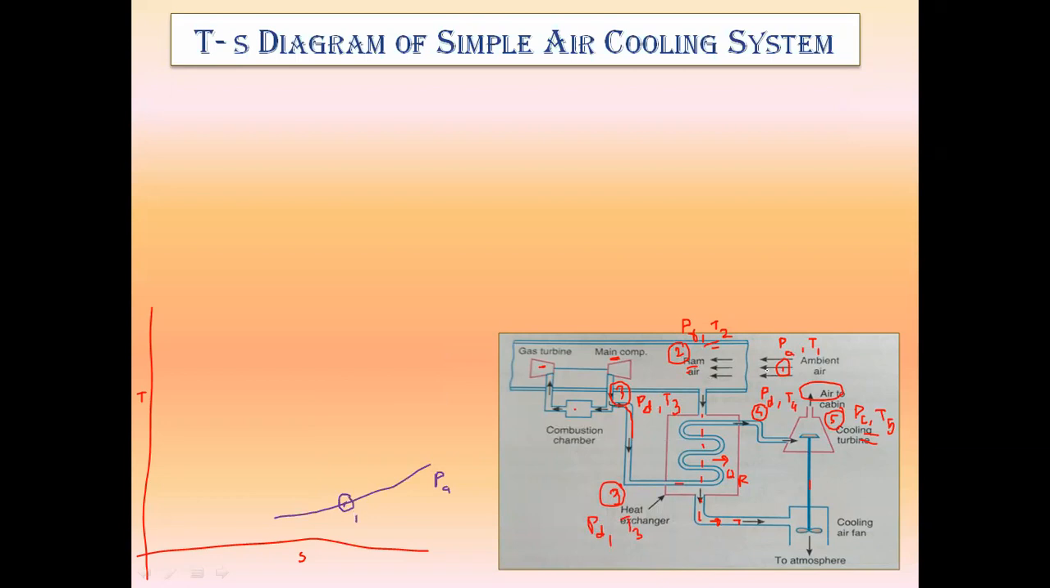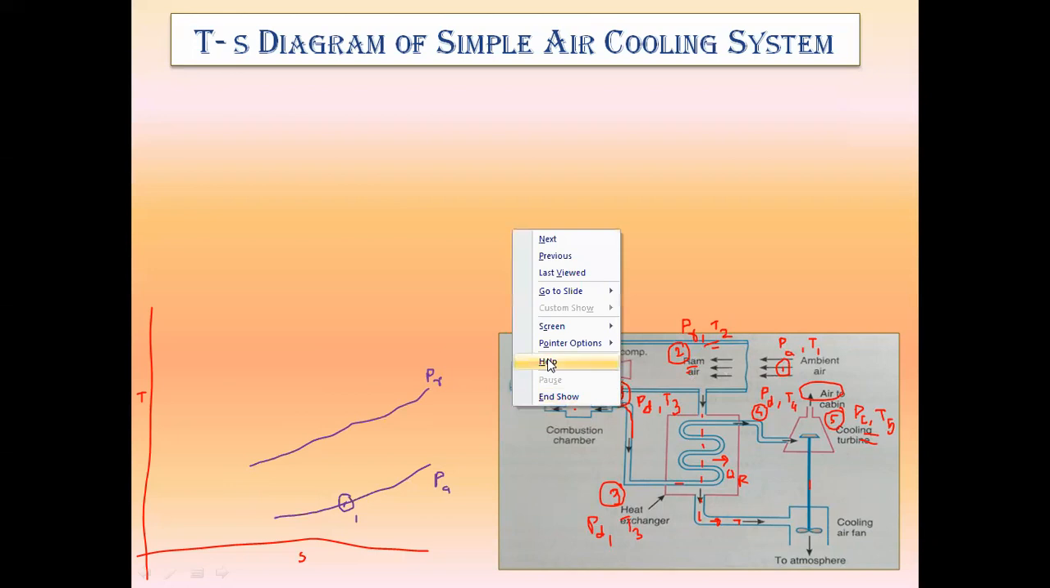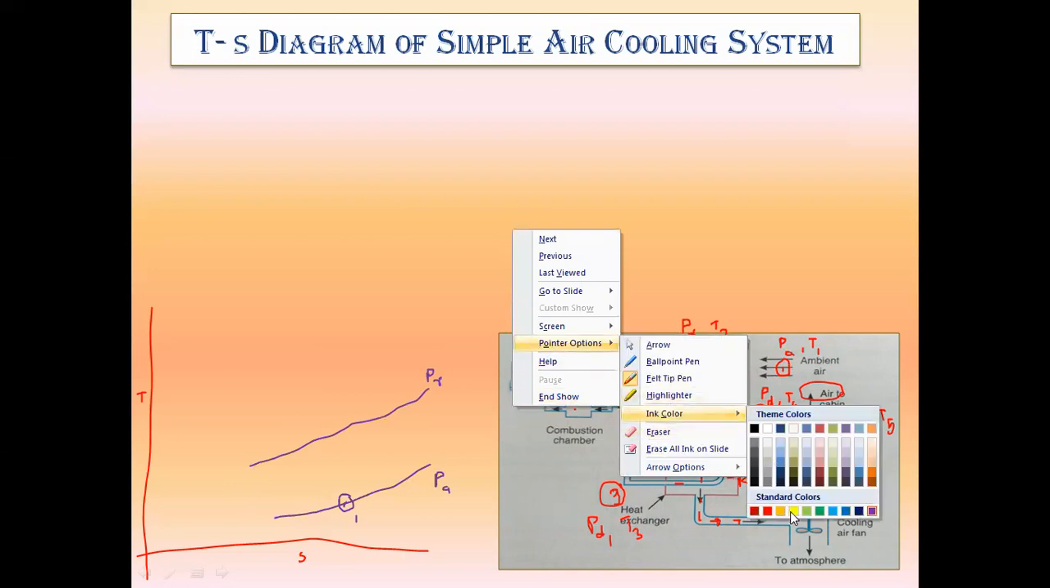Now the 1 to 2 process is called the ramming process. At point number 2, we'll have the pressure as the ram pressure. This is the ambient pressure, and because of the ramming effect, the ramming pressure will have a higher value as compared to ambient pressure. So another pressure line will be there, that is called the ramming pressure. I will consider this as the ram pressure. Here the 1 to 2 process will be the isentropic ramming process.